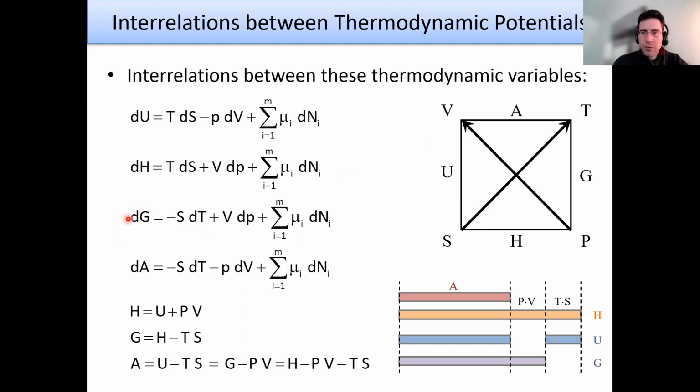Let's look at Gibbs free energy. Gibbs free energy is here, natural variables temperature and pressure. So dG is equal to minus S times dT, because of the arrow pointing from the derivative to the natural variable, plus V times dP, plus this term which always arises. As I said, in all of the thermodynamic potentials, we have a sum from 1 up to the number of species in our system. And what are we summing? Mu_i, the chemical potential of the species, times dN_i, the change in the number of moles of that species.